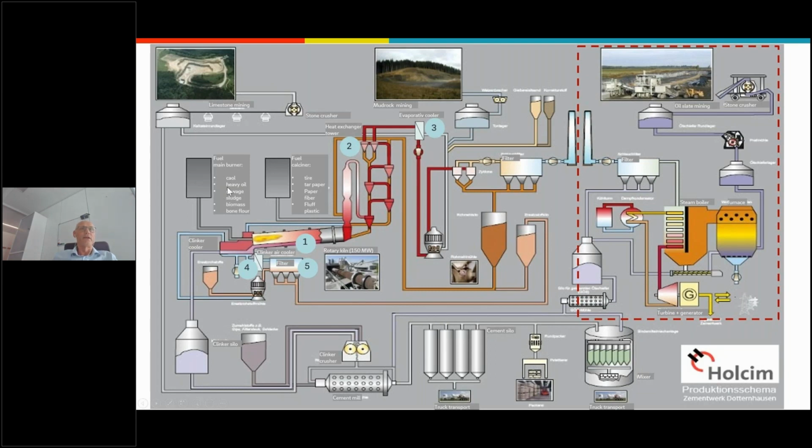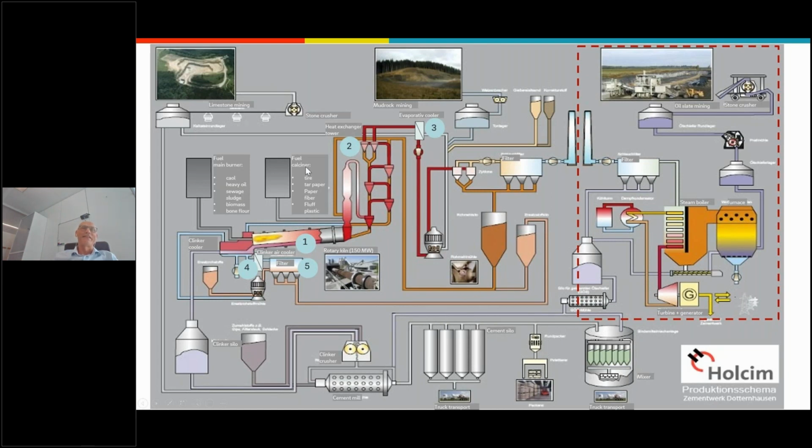You see here the fuel for the main burner. The main burner is on this side here, and the fuels are coal, heavy oil, sewage sludge, biomass, and bone flour. Also heavy materials, which are very cheap, not expensive.